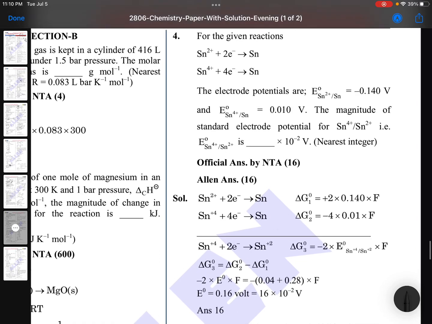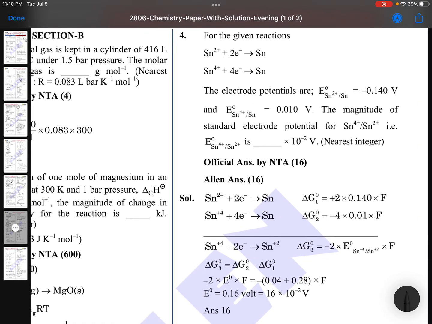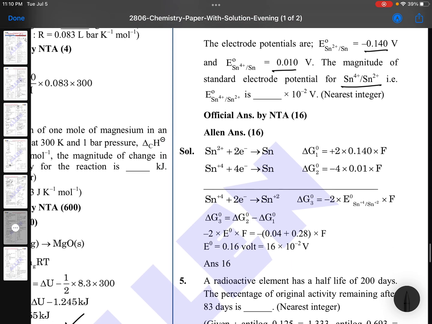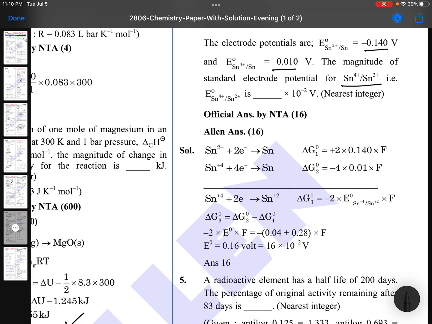For given reactions, Sn plus 2, Sn plus 4, E naught of these are given. The magnitude, and he is asking Sn plus 4 by Sn. So this is a delta G question. As I told you, delta G1, delta G2, delta G3: you need to multiply with the number of electrons. Here you see 4 electrons are there, so you multiply with 4. 2 electrons, you multiply with 2. Here also 2 electrons, you multiply with 2. 16. I think this question we were missing there.